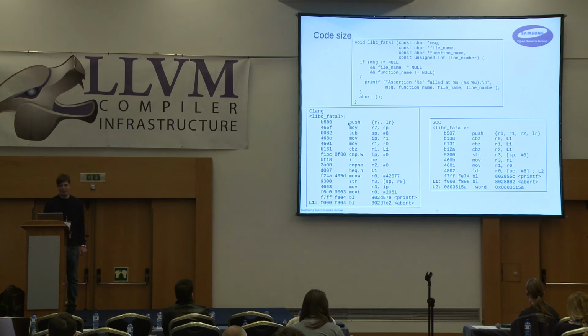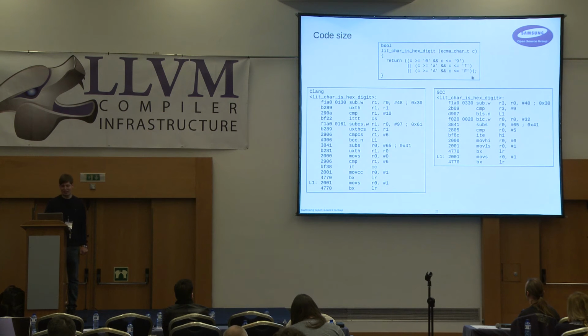On the clang side, the code is less compact here. We have also one compare and branch if 0, but then to check the other two arguments, there's an additional compare, which is much bigger than the compare and branch if 0, and then there's even another predicated compare here. So yeah, this is a bit bigger.